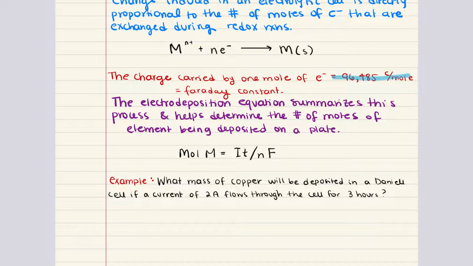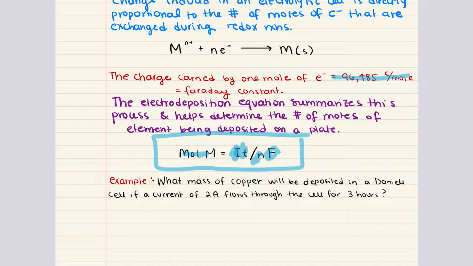Now, using Faraday's laws and the Faraday constant, we can derive the electrodeposition equation, which relates the amount of substance deposited at an electrode to the electric charge that's passed through the electrolyte. This equation is given right here, where mole M is the amount of metal ion being deposited at a specific electrode, I is the current, T is the time, N is the number of electron equivalents for a specific metal ion, and capital F is Faraday's constant. This equation can also be used to determine the amount of gas liberated during electrolysis.